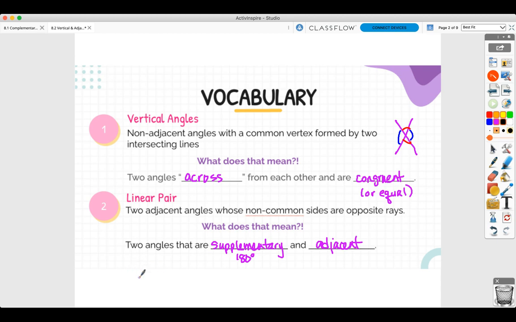So what this looks like is like that. Two angles that are right next to each other that form a line. That's really what I would say. Adjacent angles: next to each other, form a line, and these are a linear pair. It makes sense. A pair of angles that form a line. Okay.